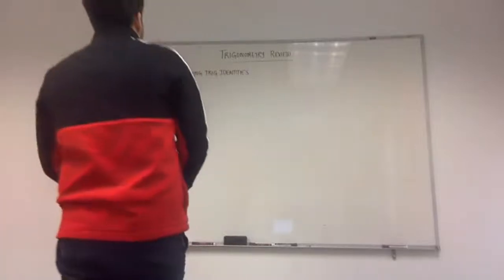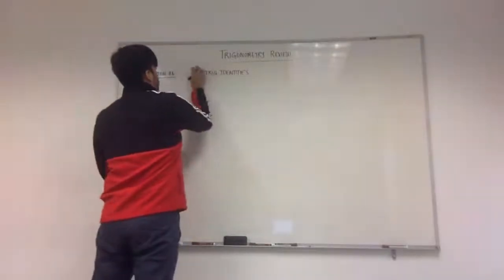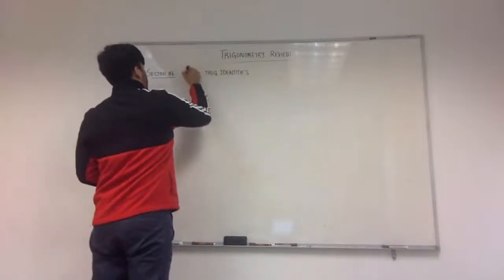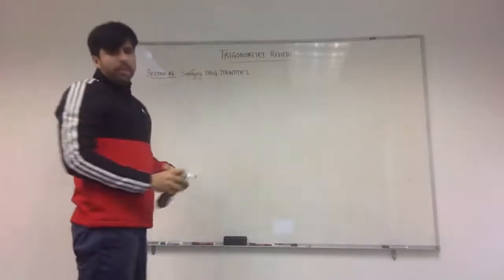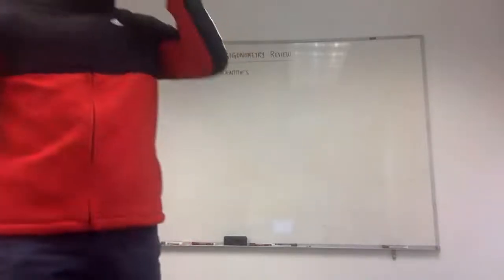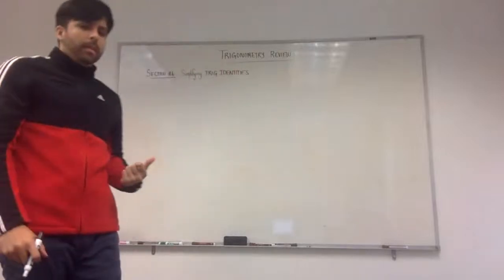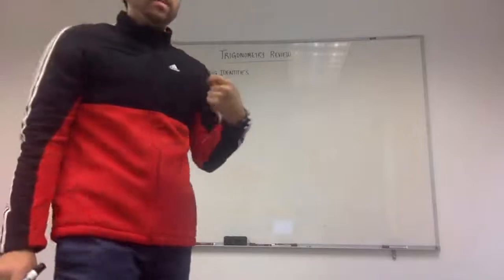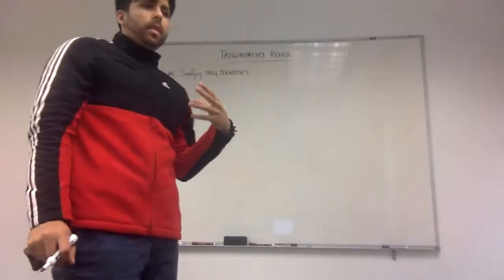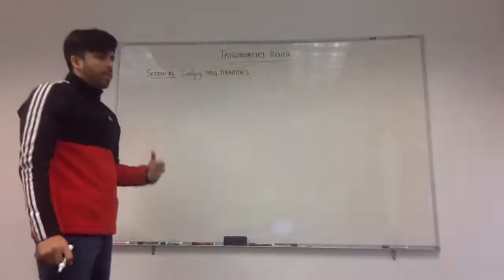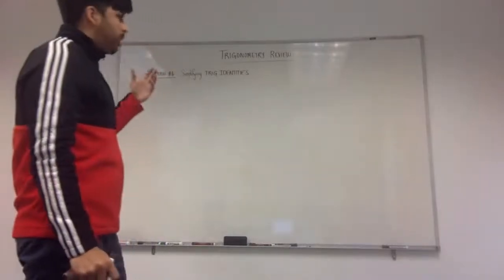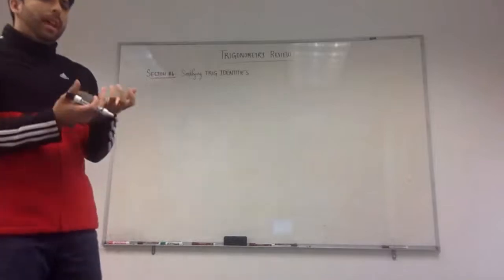Now let's look at simplifying trig identities. So simplifying trig identities is related to proving trig identities. So simplifying things is just really applying algebraic and substitution steps to the expression that we have, so that we can get it to its simplest form.